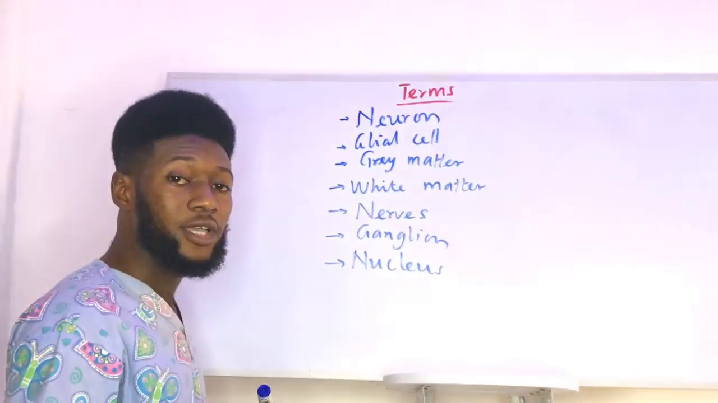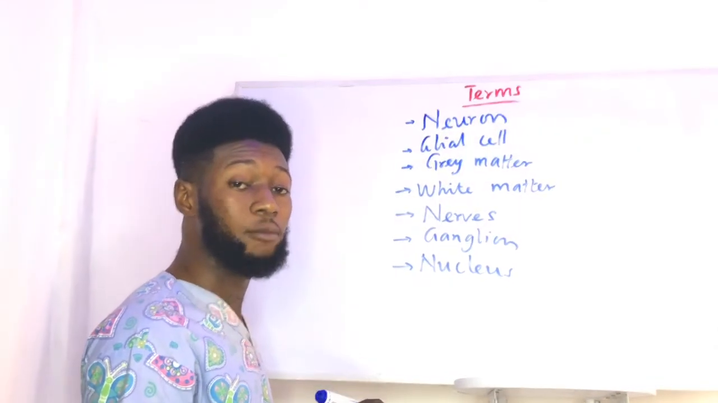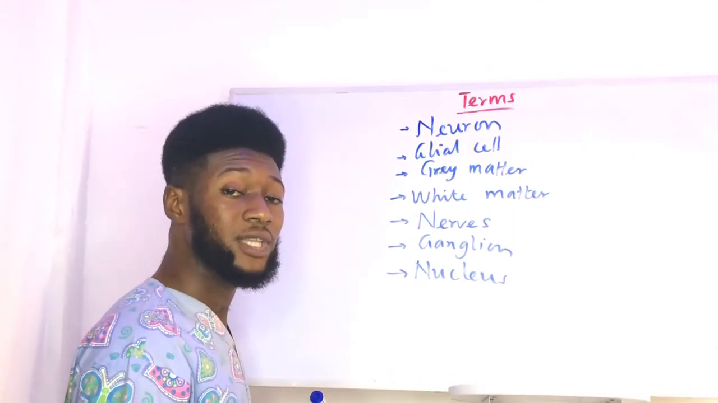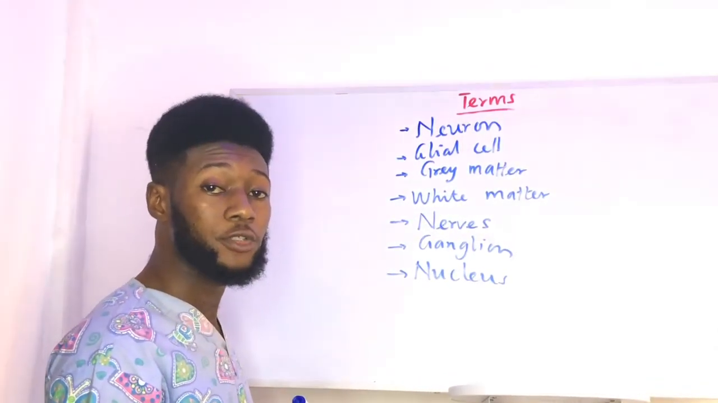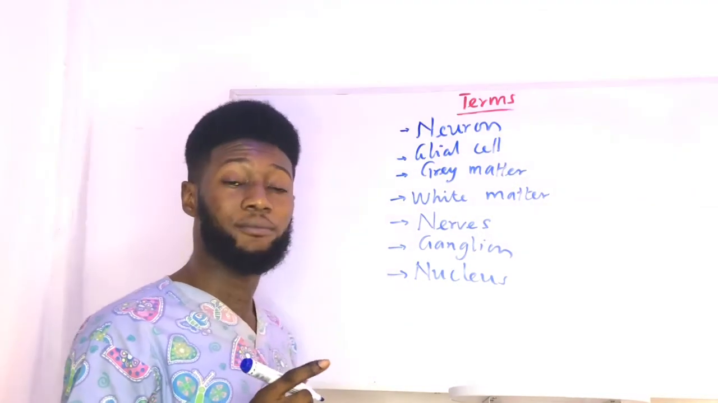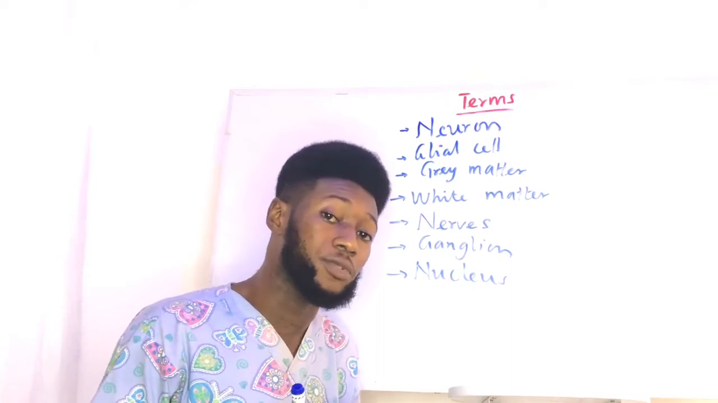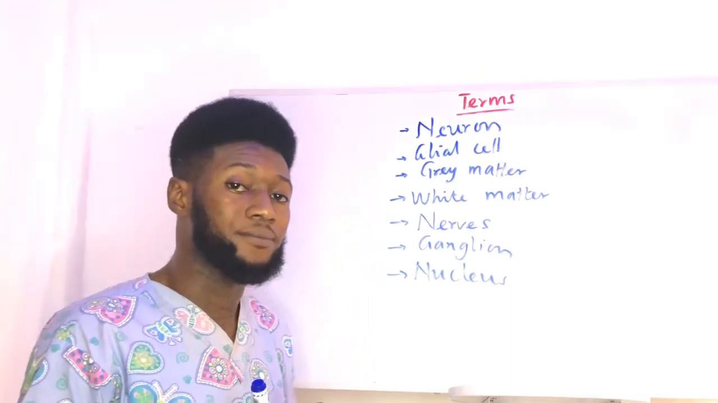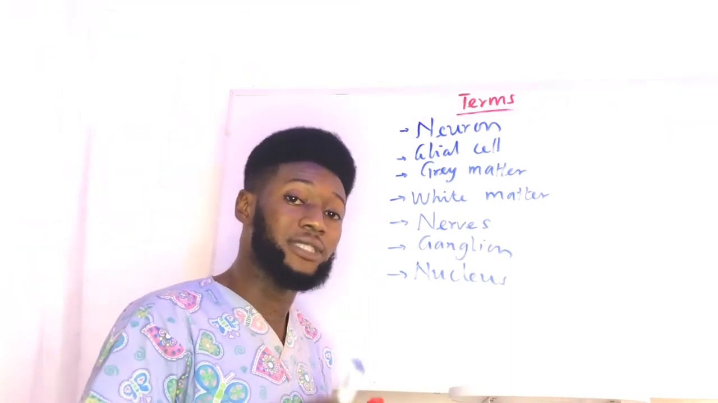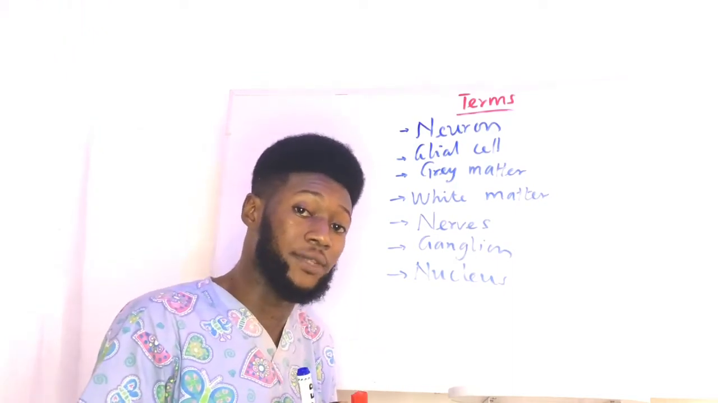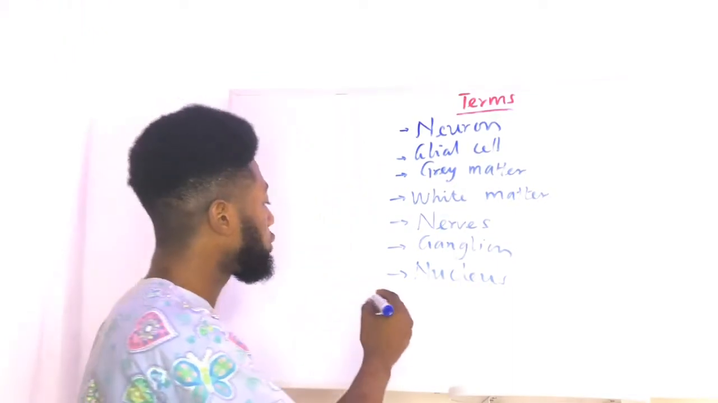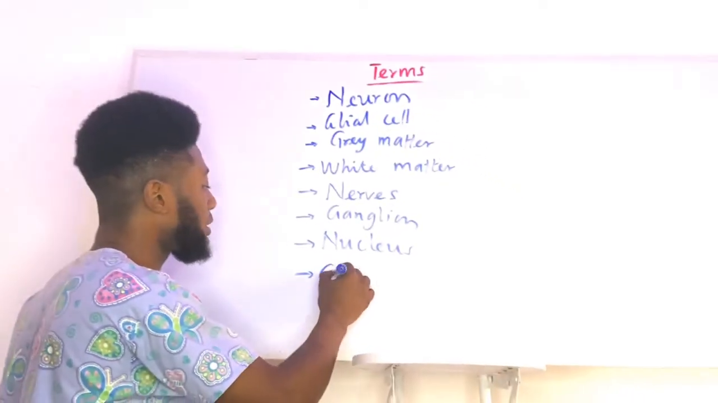Now note, in terms of the nervous system, making mention of nucleus, I know you have an idea of nucleus, the one which is the part of the cell that houses the chromosomes. But in the nervous system, a nucleus is something different altogether. You should also have an idea about what we refer to as a cortex.